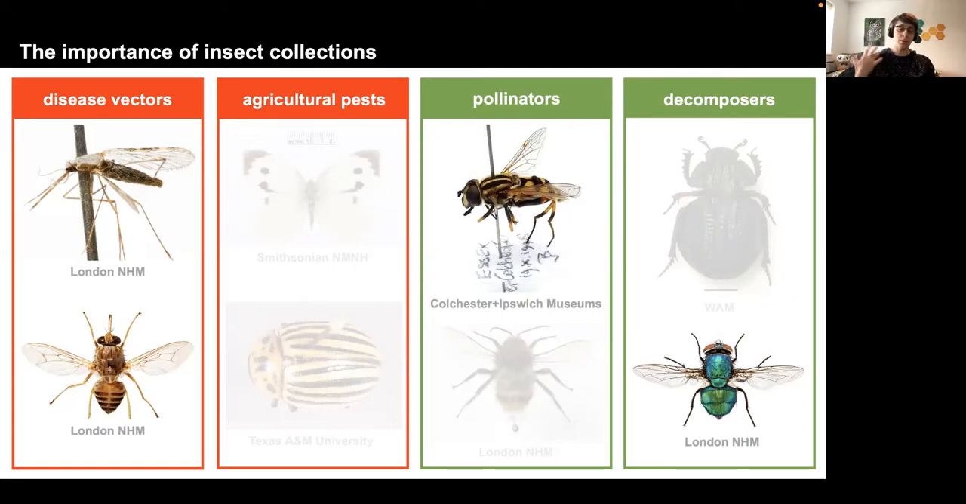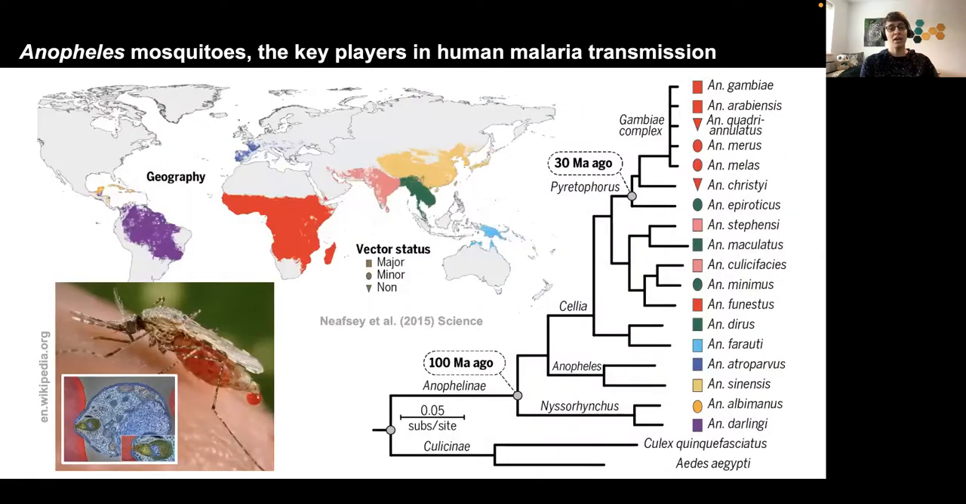So what are the flies that I will be mostly focusing on and that we work on primarily at the campus in our group? These are Anopheles mosquitoes, who are the key vectors in human malaria transmission. Anopheles mosquitoes, there's many species. They can be found all across the globe. And a subset of that are vectors for human malaria.